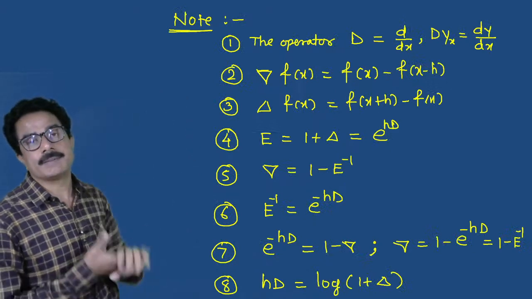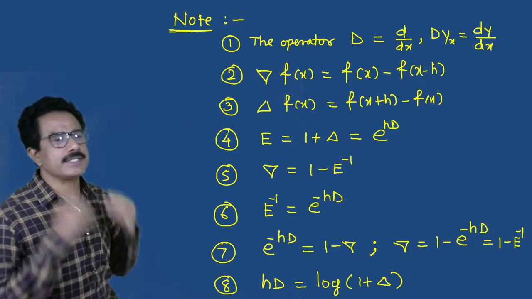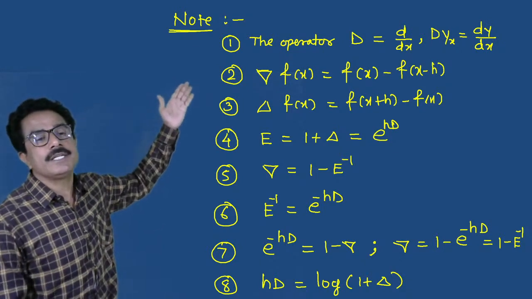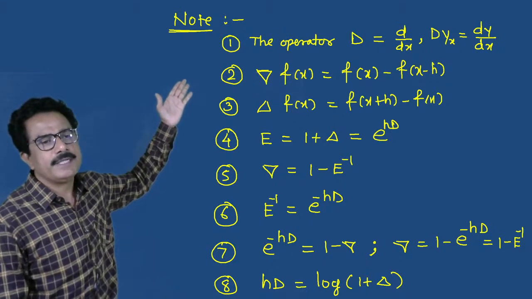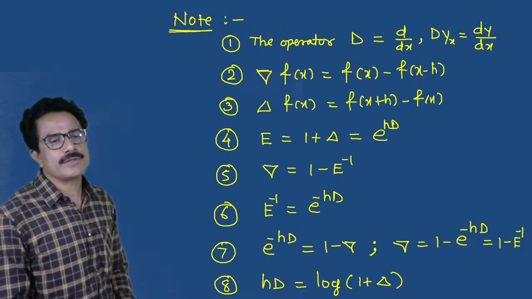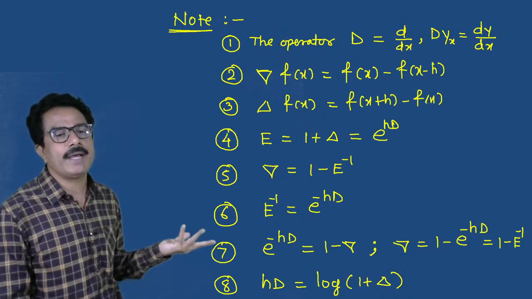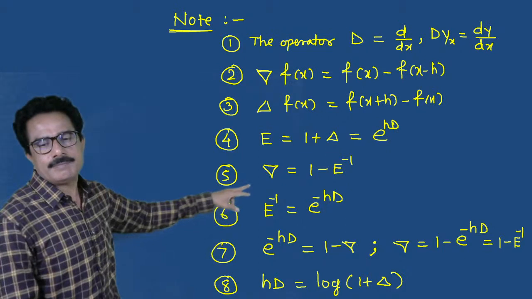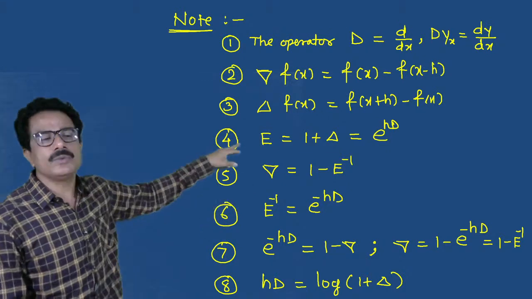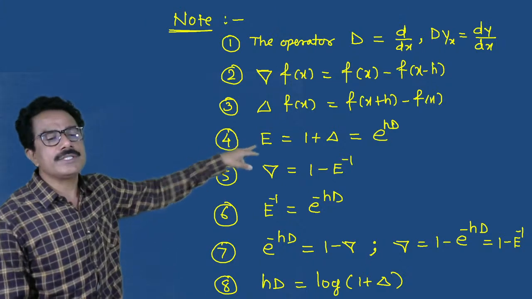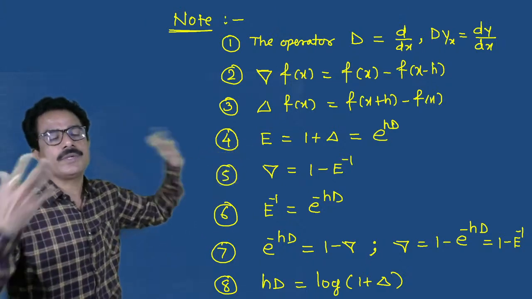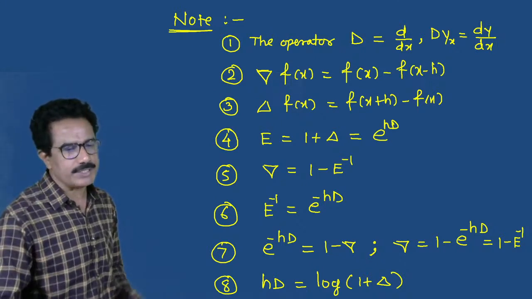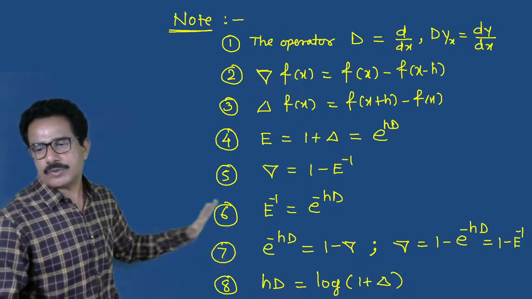In the last lecture we have also seen another operator, the operator D. D means the differential operator, denoted by d by dx. So we obtain the relation e raised to hD is equal to E, which is equal to 1 plus delta. That is, E equals e raised to hD, or 1 plus delta. h is the interval of differentiation. So we can write this relation also.